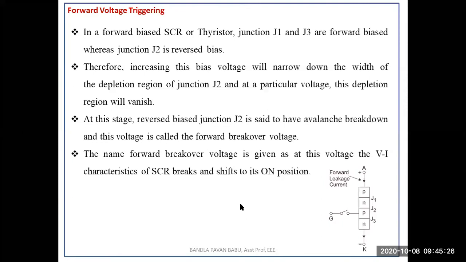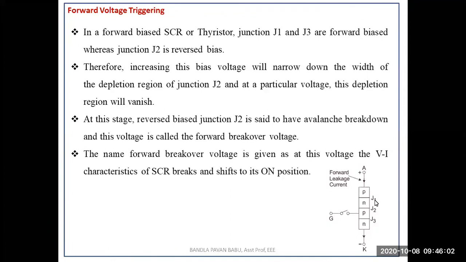Forward voltage triggering. In a forward biased SCR, meaning the anode is positive and the cathode is negative, there is no gate current. In this forward biased condition, what about the junctions J1, J2, J3? Because of the four layers, a junction appears between each two layers. That is the reason there exist three junctions, J1, J2 and J3.